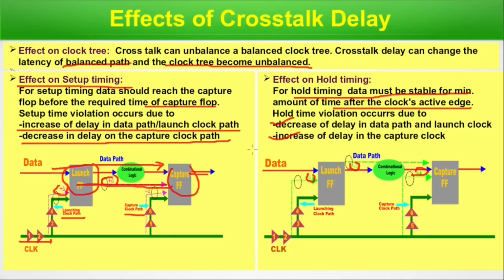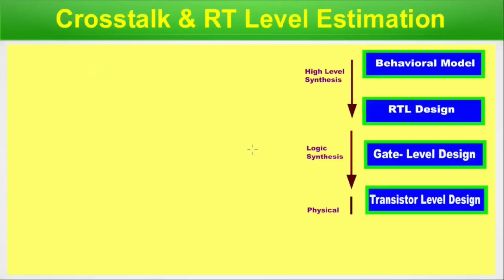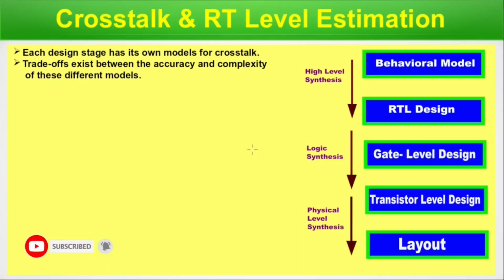We are done with this slide. Now let's move to the next slide: crosstalk and RT level estimation. This is basically high level synthesis, logic synthesis and physical level synthesis. These are three levels of abstraction used in VLSI design methodology. So here we will talk about crosstalk and RT, that is register transfer level estimation. How can we do estimation at register transfer level, and why should we think to do it?